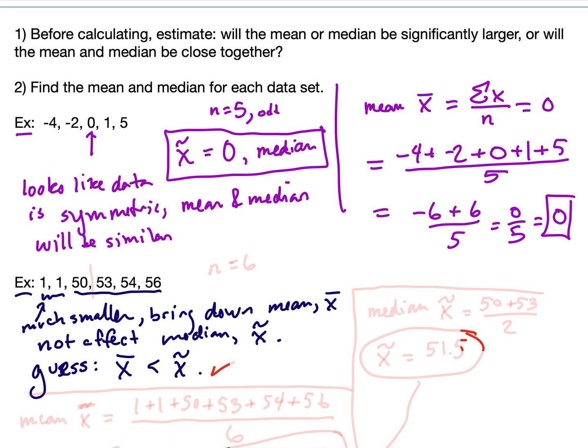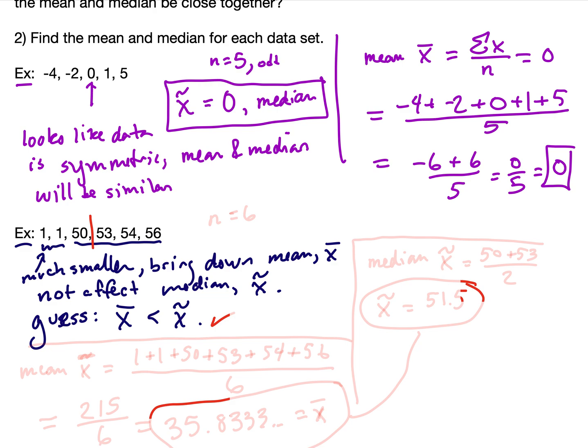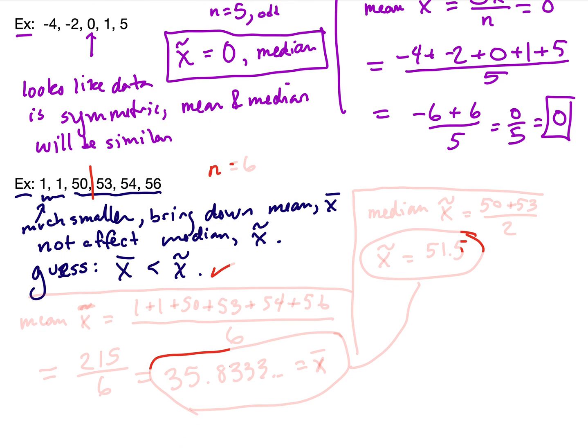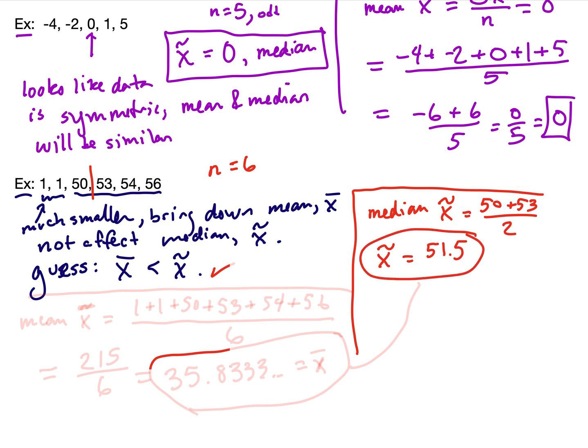So if we calculate the median, we know that we need to take the middle value. There's n equals 6. There's an even number of data values, so there's two values in the middle. The value 50 and the value 53 are the two middle values. So the median x tilde is going to be the average of 50 and 53. So that means that x tilde is the middle of those two values, 51.5. So x tilde is 51.5.